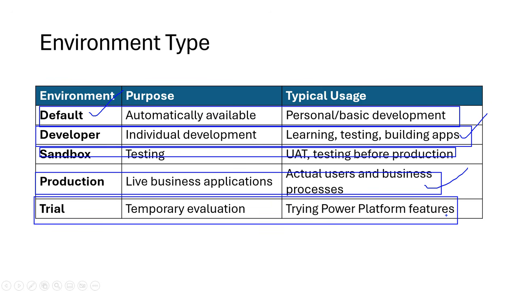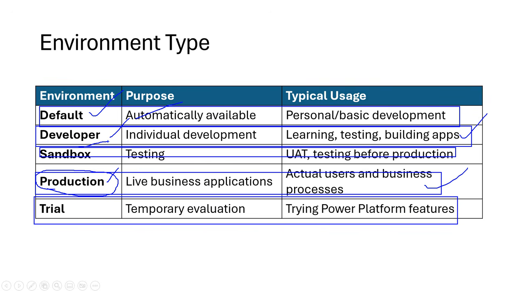So when you create an environment, try to use this environment, not the default. Default is only for the personal and basic things. Developer is for learning and testing. When you want to learn something, when you want to build something, and still you are in the learning process, then go for developer. Don't go for production. After learning is over, maybe after this training session, then you can go for production. Initially, you can start with the developer. Later, you can go for production.